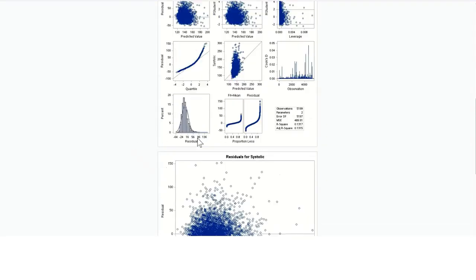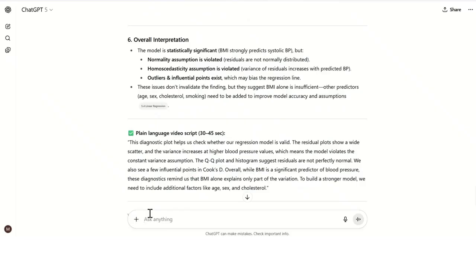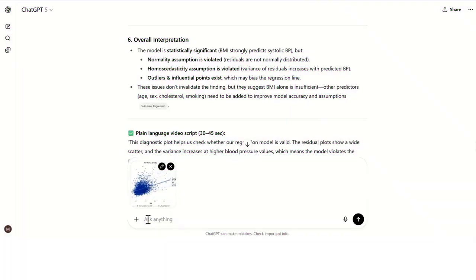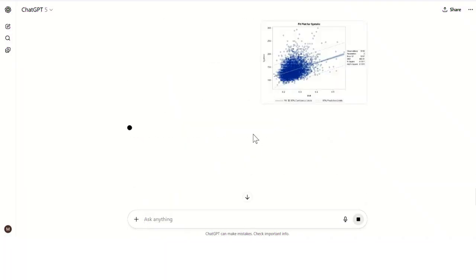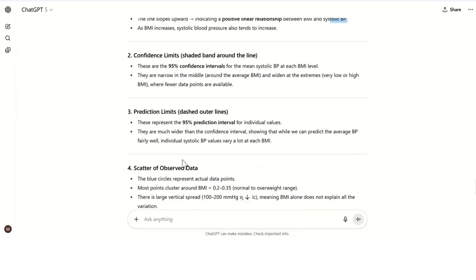In fact, let's interpret one more visual and then we'll get to the next step. This again is an important visual, so let's get the interpretations. The line slopes upward, indicating a positive relationship between BMI and systolic blood pressure. As the BMI increases, the systolic blood pressure increases. The confidence interval is 95%, narrow in the middle and widened at the extremes.